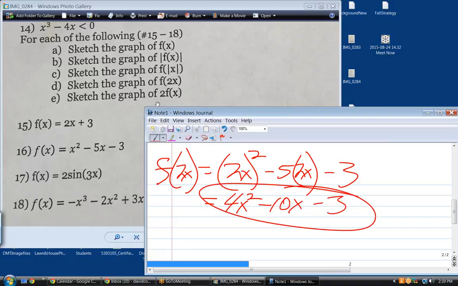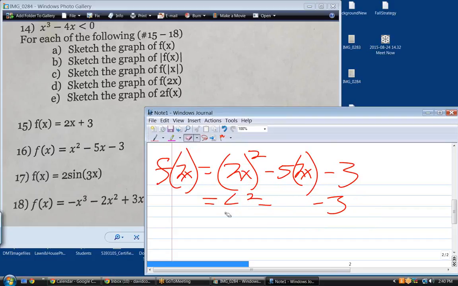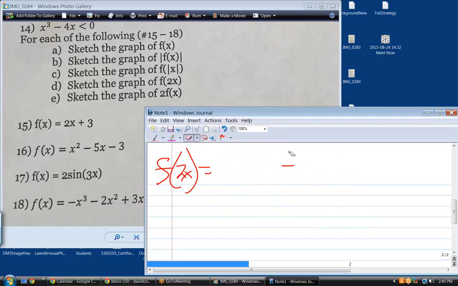And 2 times f of x is just 2 times the whole function. So it's 2x squared minus 10x minus 6. Let's look at the trig function.